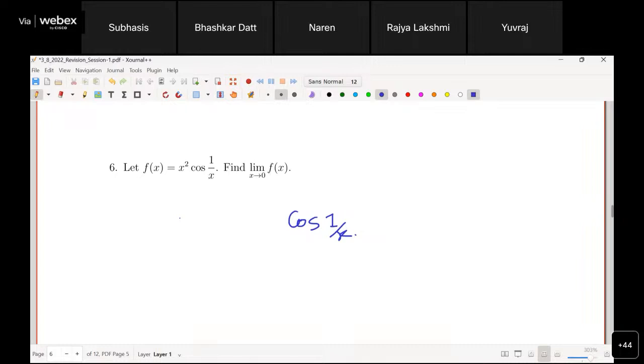So cos 1 by x is always less than or equal to 1. Right? Because certainly cos x is less than or equal to 1, and x varies over all the real numbers, so cos 1 by x will also be less than or equal to 1. And similarly, for the lower bound, cos 1 by x will always be greater than or equal to -1, right?